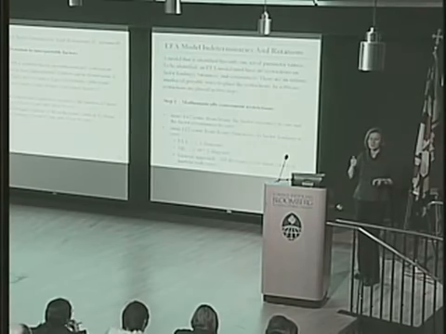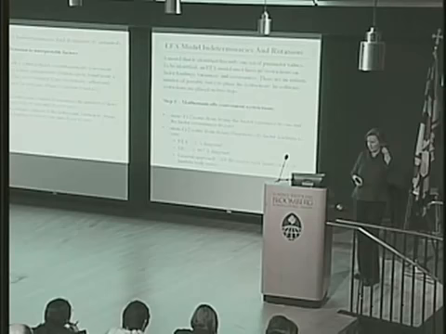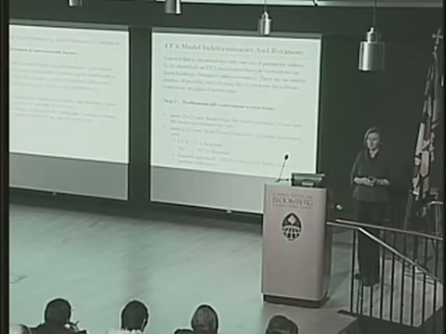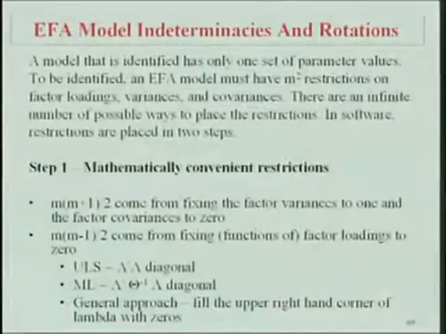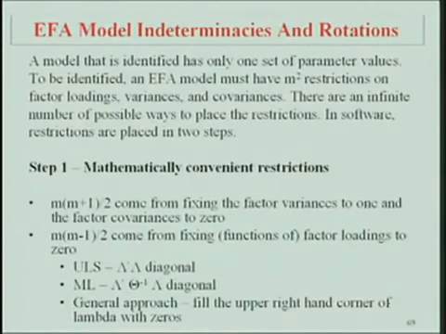But the number of restrictions, first of all, that you need to place are m squared, where m is the number of factors. So if you have 10 factors, you have to place 100 restrictions. So m times m plus 1 divided by 2 restrictions come from fixing the factor variances to 1 and the factor covariances to 0. The remaining restrictions come about by fixing functions of factor loadings to 0 or factor loadings to 0. And ULS makes lambda prime lambda diagonal, so it fixes all the off-diagonal parameters at 0.